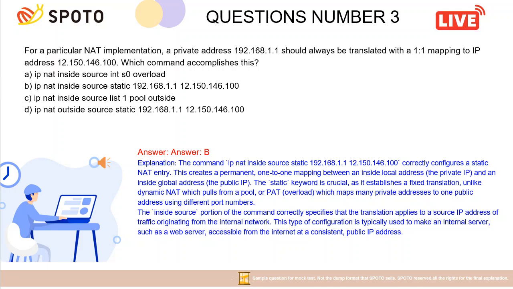The inside source portion of the command correctly specifies that the translation applies to a source IP address of traffic originating from the internal network. This type of configuration is typically used to make an internal server, such as a web server, accessible from the internet at a consistent, public IP address.